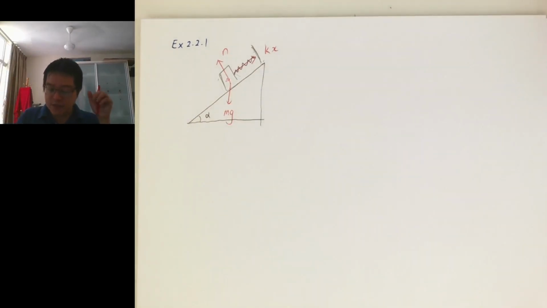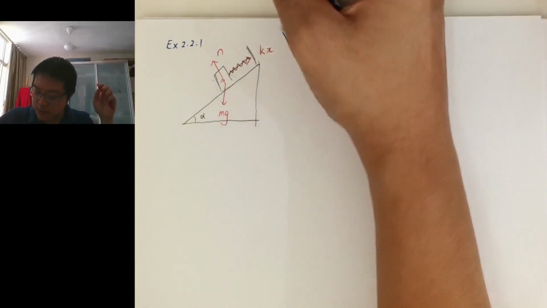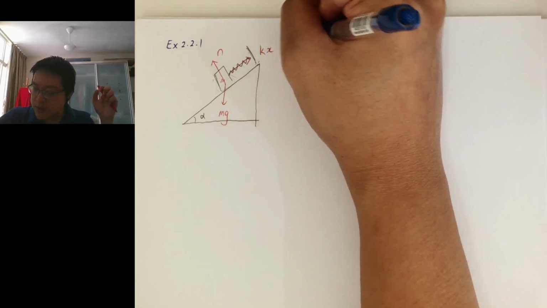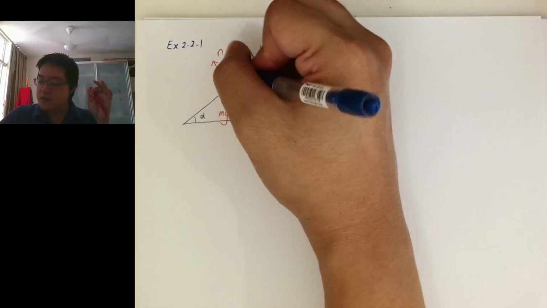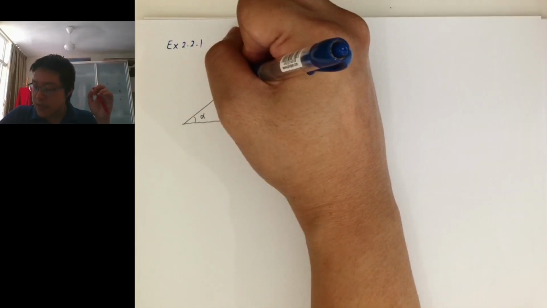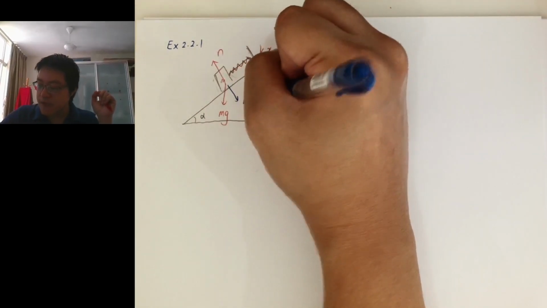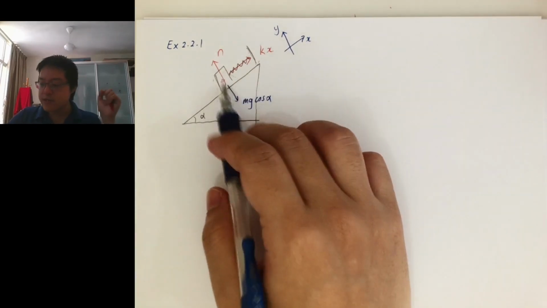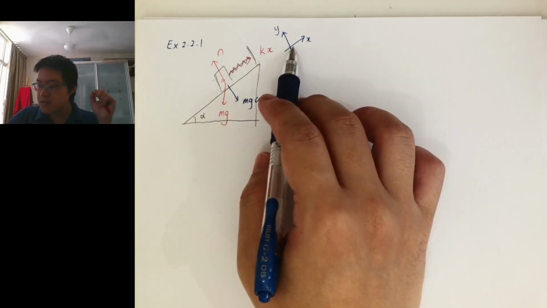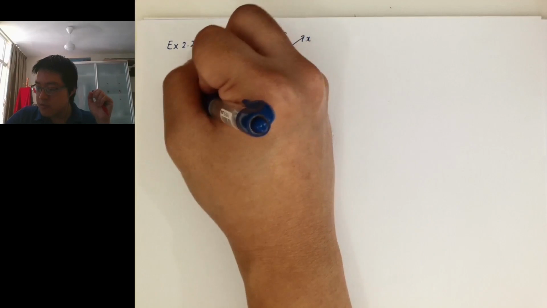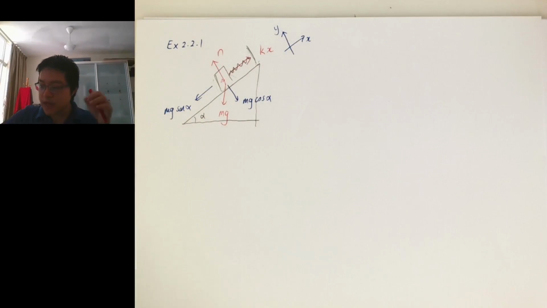Now let us try to solve this situation by resolving our forces. I will choose my coordinate system like this. It doesn't matter how you choose, as long as it's correct, it's fine. Let's resolve everything in the y direction. My mg will resolve this way: I get mg cos alpha, and that's the only thing to resolve, since the other force is perpendicular. In the x direction, my mg resolves to mg sine alpha. So I have two directions now.